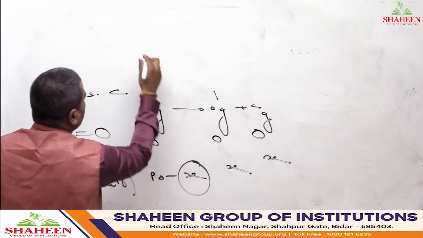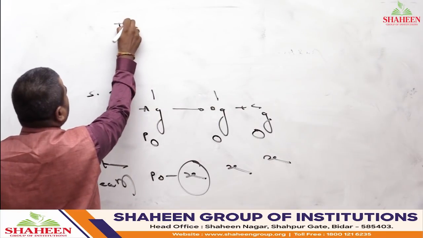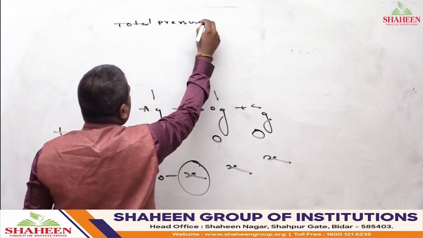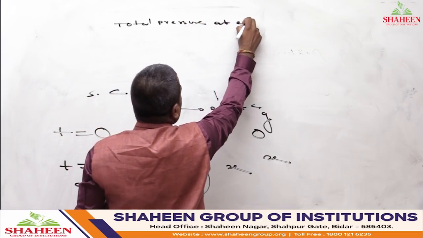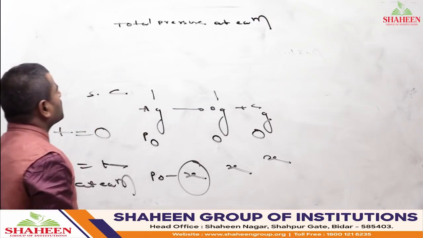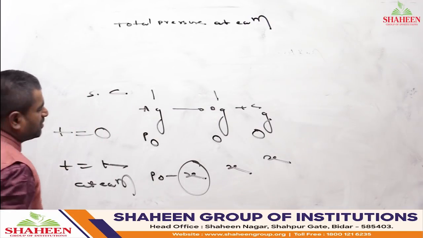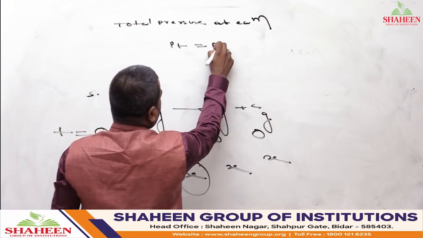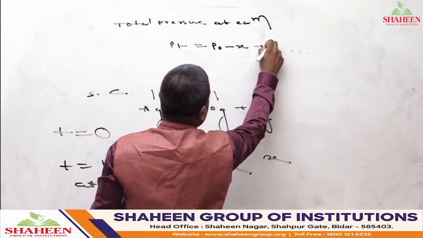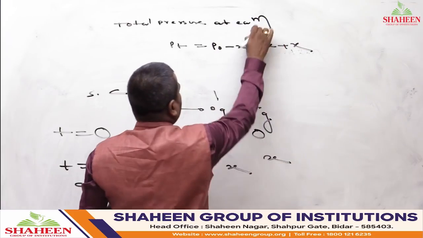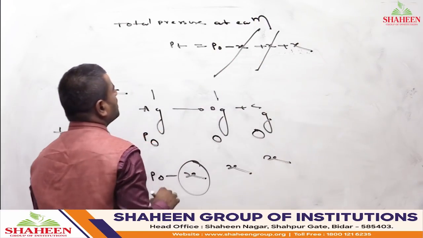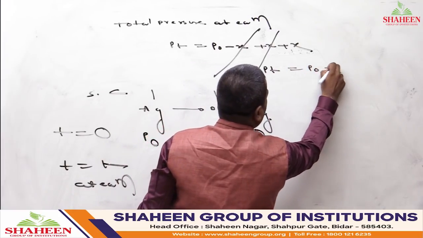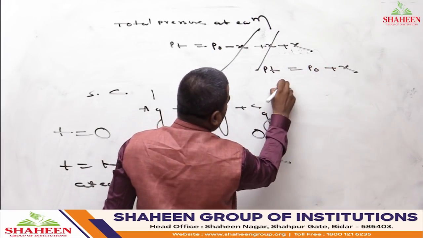Now find out the total pressure at equilibrium. Total pressure at equilibrium: P total is equal to P naught minus X plus X plus X. The minus X and plus X will get cancelled. Therefore, PT is equal to P naught plus X.